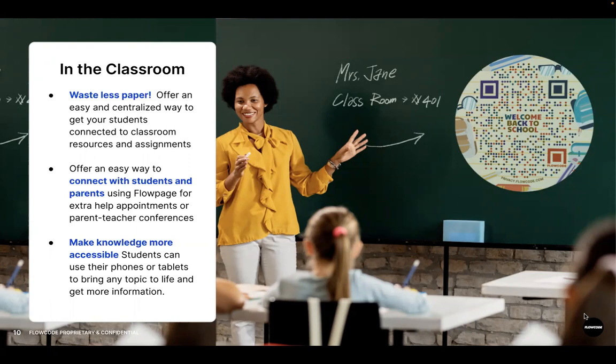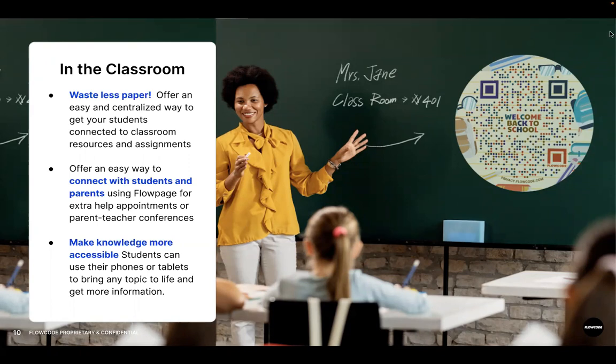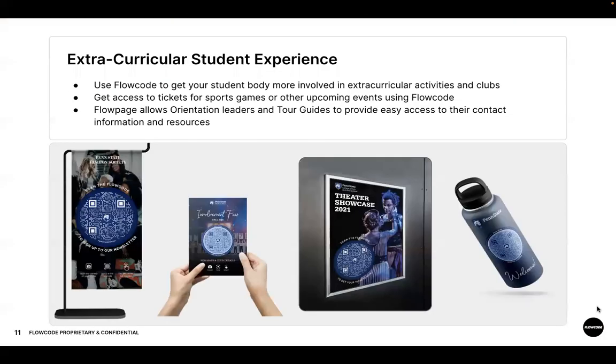You can offer an easy way to connect with students and parents using Flowpage as well. It's basically your digital business card. You can also include links to schedule appointments or student teacher conferences. And you can use it for extracurricular student experience. So there are so many ways to optimize Flowcode for students. It makes it easy to get involved in clubs or student government, and obviously Flowcode will make knowledge more accessible in the classroom. And again, extracurricular student experiences.